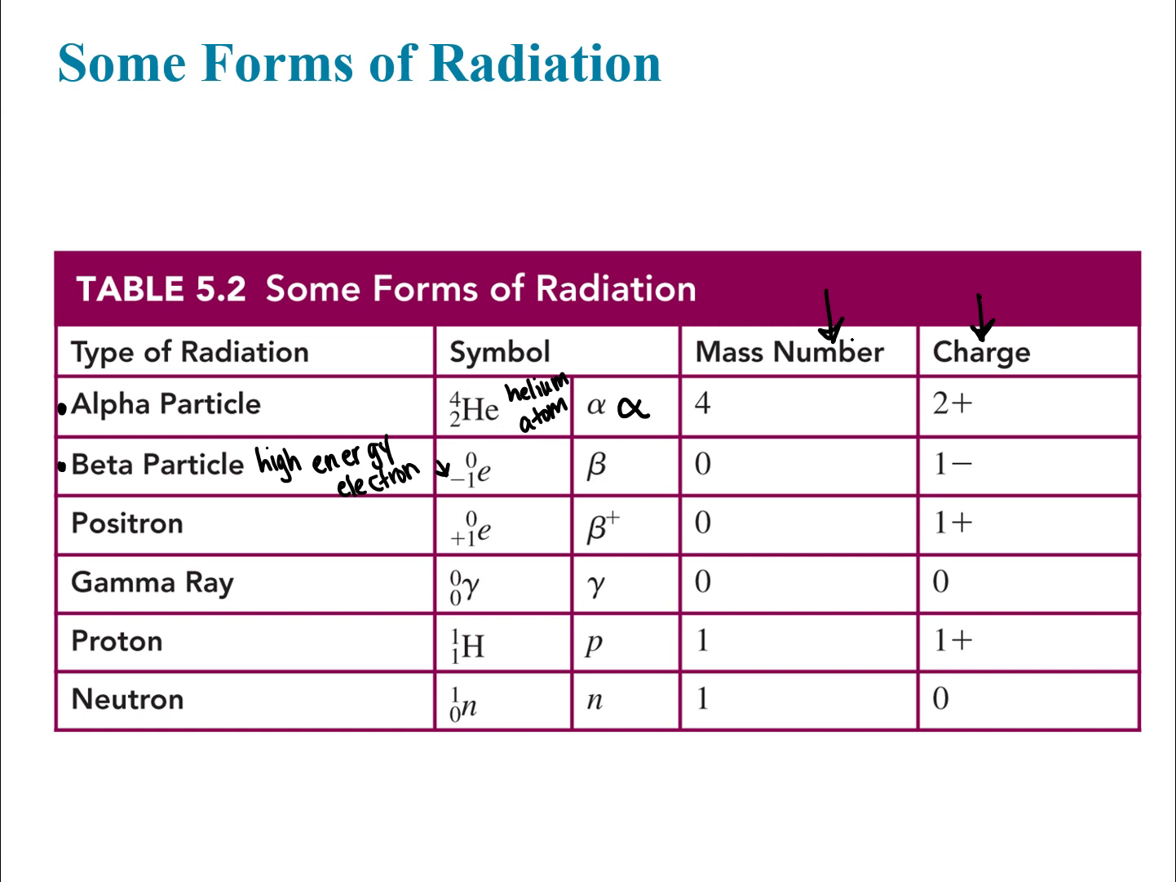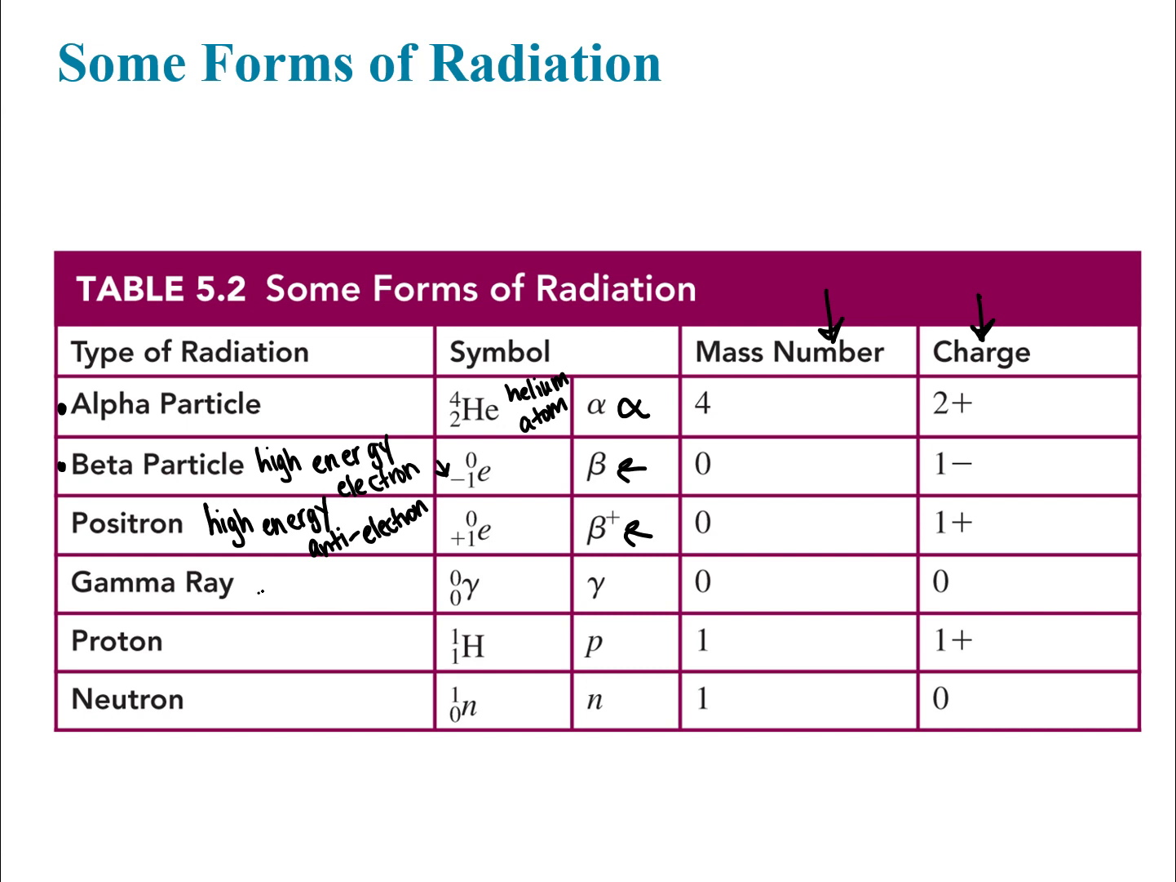The positron is pretty much like the opposite of a beta particle. So it is a high energy particle. It's not an electron, but it's got a positive charge. You can almost think about it as an anti-electron. So its atomic number is +1. And again, make note of these symbols because you'll need to recognize these.